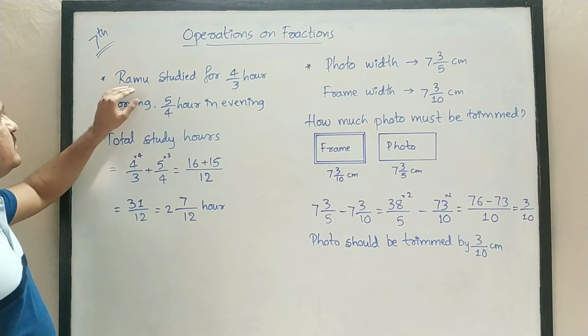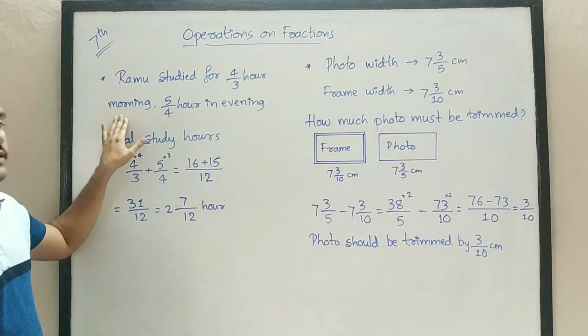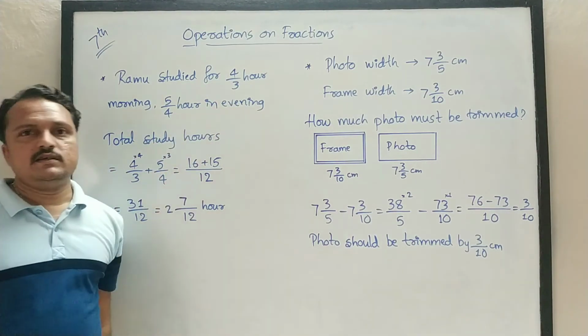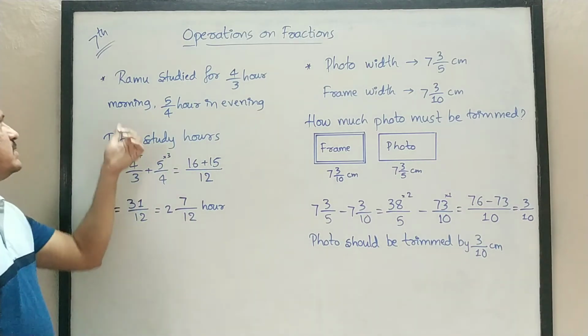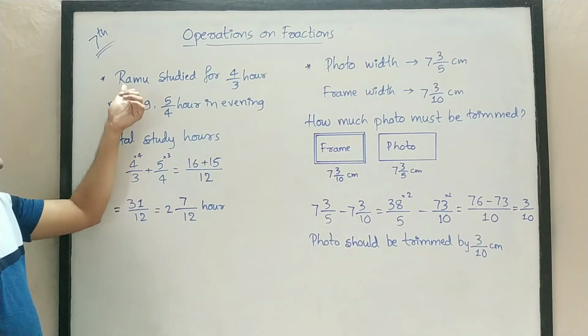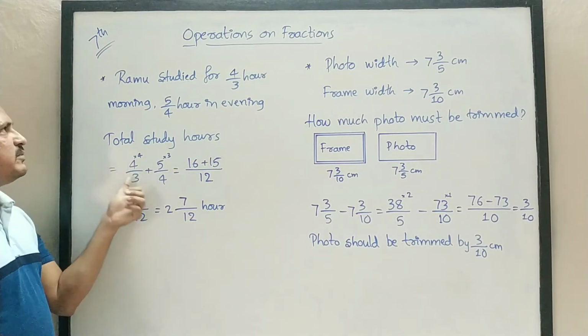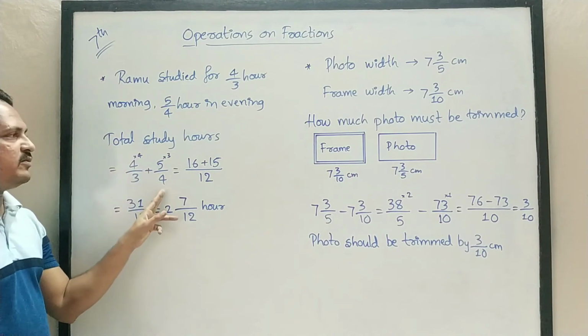There is one question. Ramu has studied for 4 by 3 hour in the morning and 5 by 4 hour in the evening. The question is how much total study hours? That means how many hours Ramu has been studying. So total study hours will be 4 by 3. These two we are going to add here, 4 by 3 hour and 5 by 4 hour.